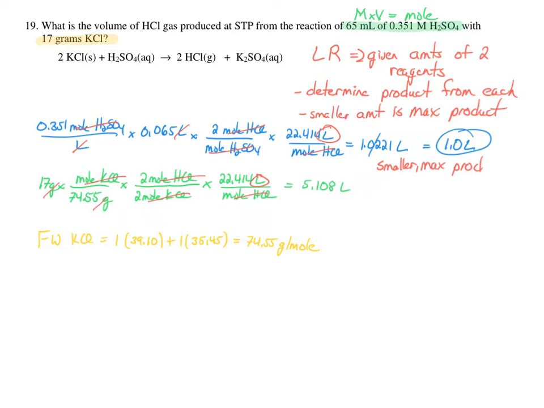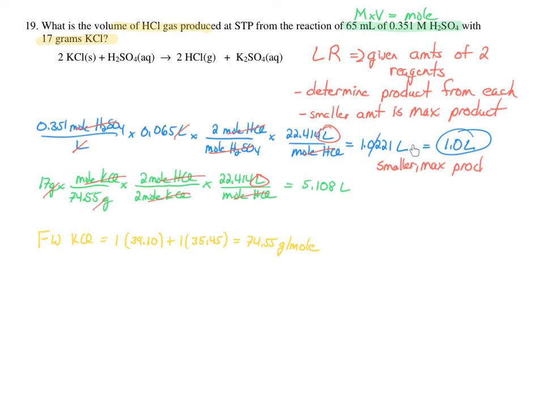We want our volume of HCl gas expressed in liters. So we go to our equation sheet, find 22.414 liters is equivalent to a mole of a gas, and this is our value. For the KCl, we need to determine moles by dividing by the molecular weight. It's a 2 to 2 mole ratio here. And again, we multiply by 22.414 liters per mole.